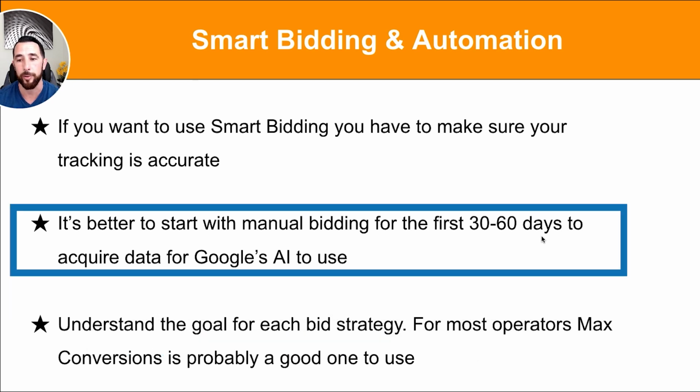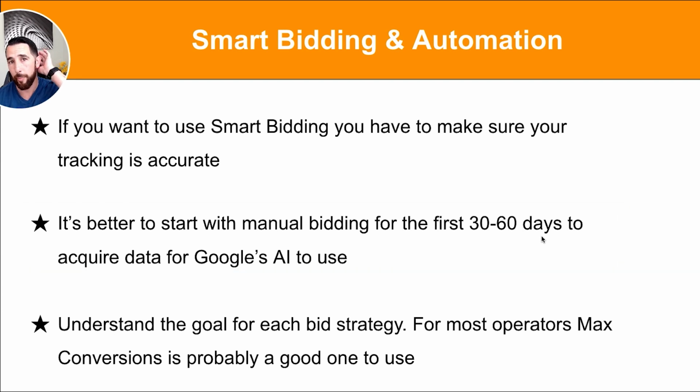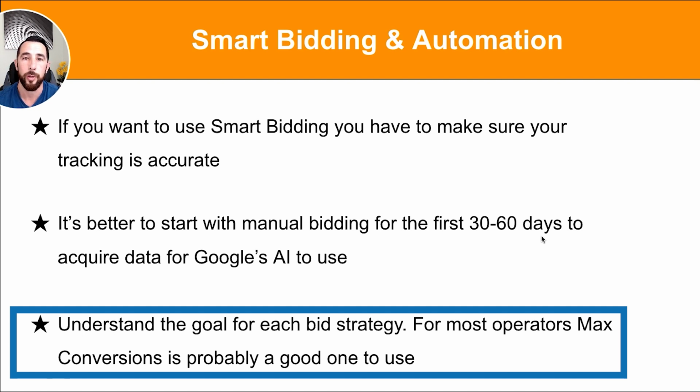What we recommend is start manually bidding while you're getting this conversion data after tracking is set up. Then give it 30 or maybe 60 days, depending on how much traffic you get, before you implement any kind of smart bidding. And you've got to understand what the bid strategies mean.